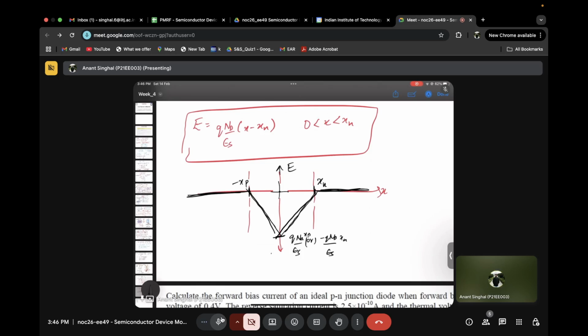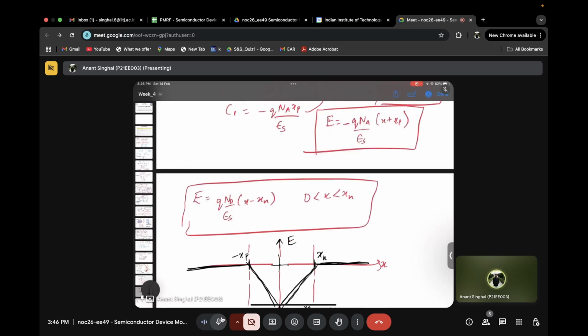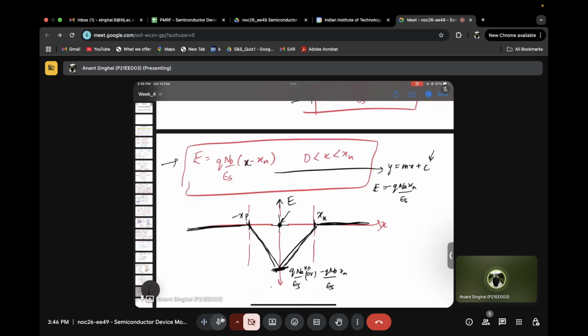Yes. Okay. So you have understood how these equations have come. So if I try to write this as a linear function, which is let's say minus mx plus c, right? So the intercept would be, if I keep x equals to 0 because it is this point, it would come out to be E equals q Nd xn over epsilon s, right? So this would be the intercept which I have marked here. And we have a straight line passing from this point to this point. I have just joined it.